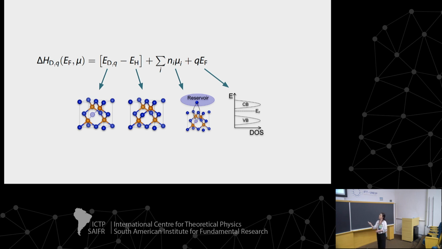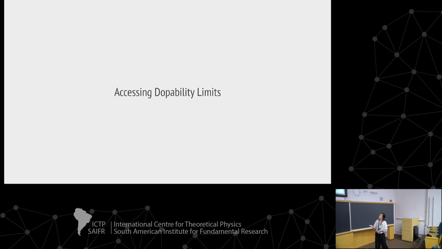And we also need these two terms, which account for the elemental and charge reservoirs, which take into account the different number of elements used to create the defect, or the charge to create the ionized defect. Okay, so once you have this for a given material that we study, we can then assess dopability in this material, to which extent we can control the carriers in this material.